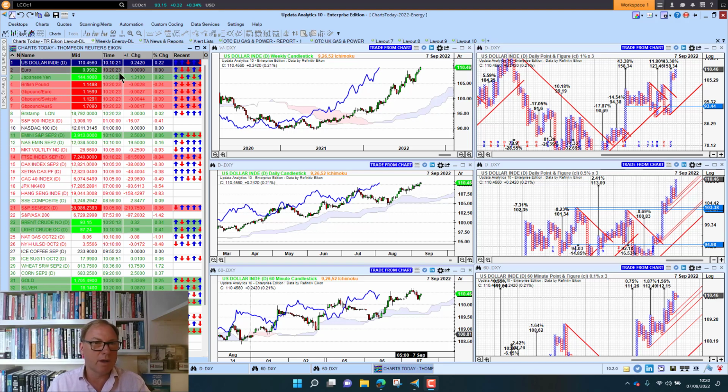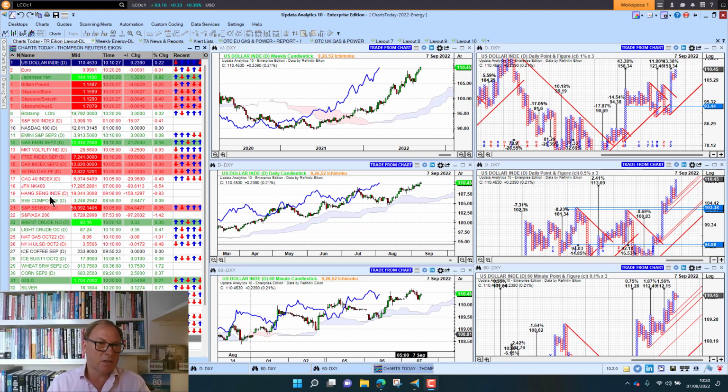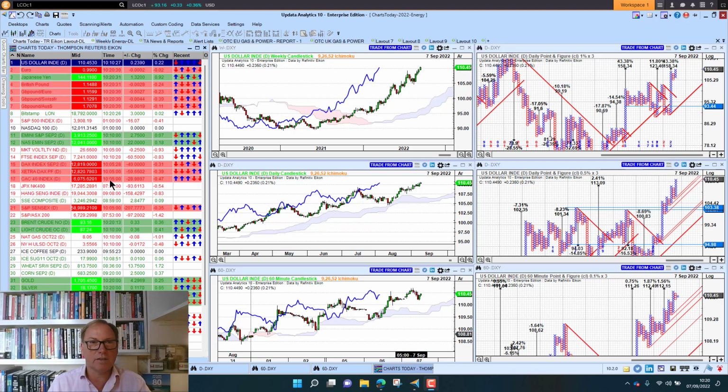A little bit more red on my screen this morning, so we're seeing the major markets. We're seeing a bit of a fall away there. Dollar strength is back, currencies are lower against the dollar, and we're seeing most stock markets lower as well. That's just at a first glance.